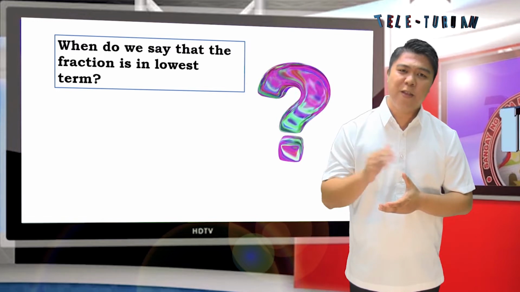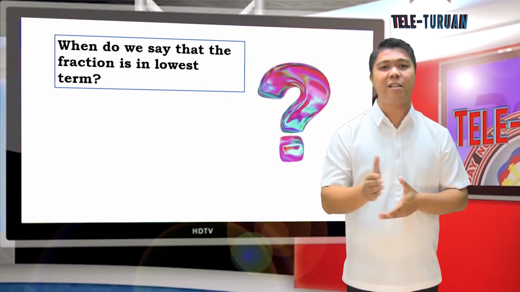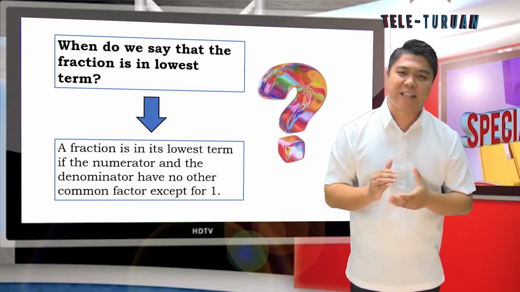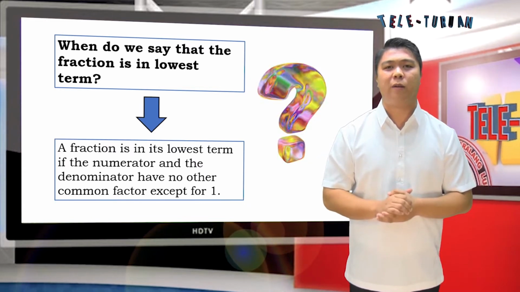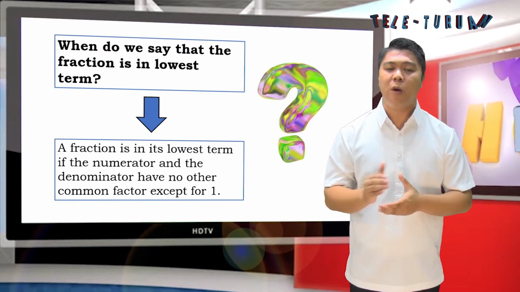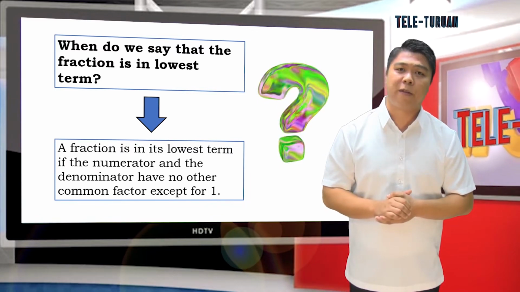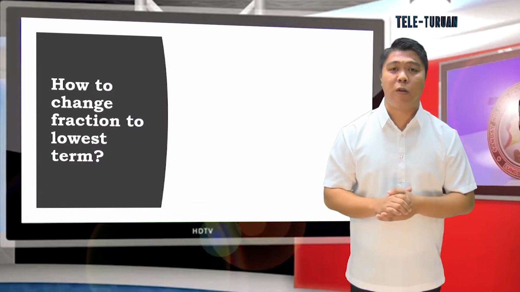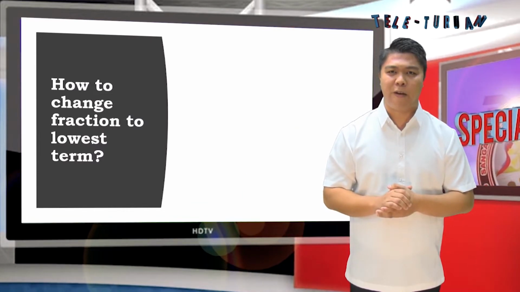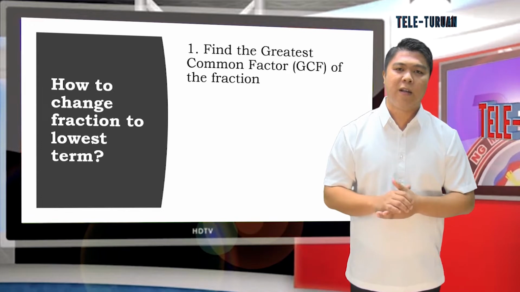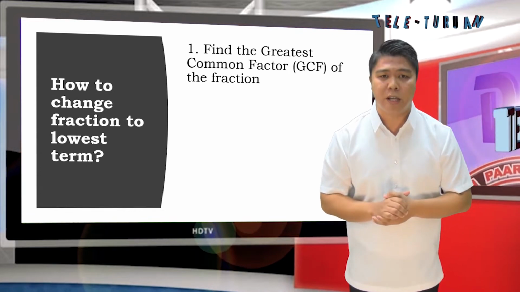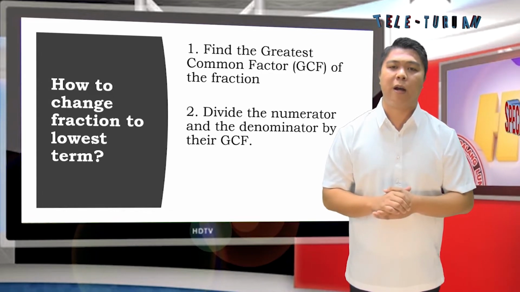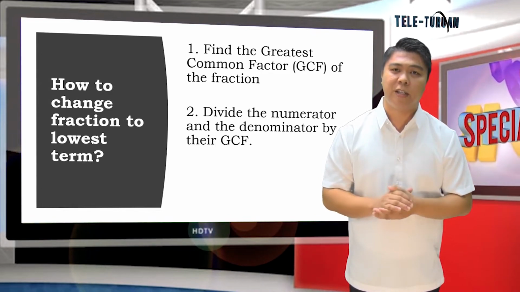Again, when do we say that the fraction is in its lowest term? You are right. A fraction is in its lowest term if the numerator and the denominator have no other common factor except for 1. How to change fraction to lowest term? Very good. First, find the greatest common factor or GCF of the fraction. Second, divide the numerator and the denominator by their GCF.